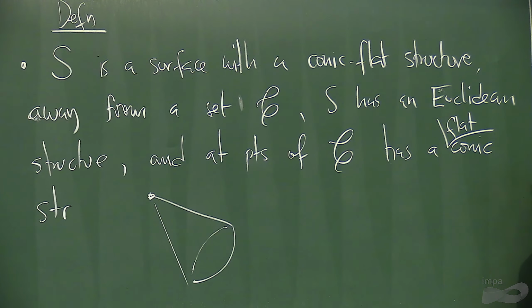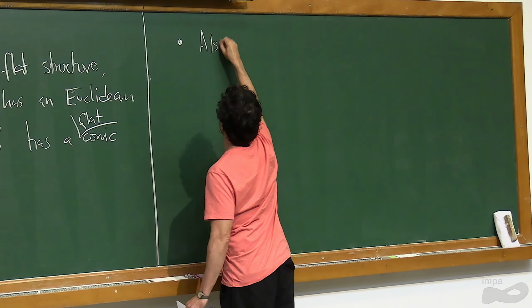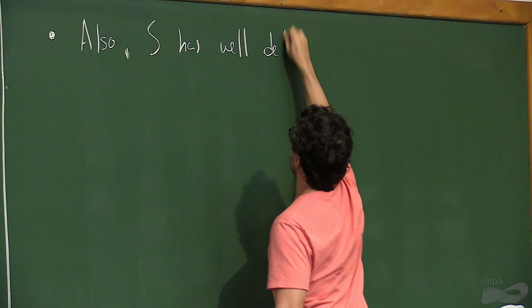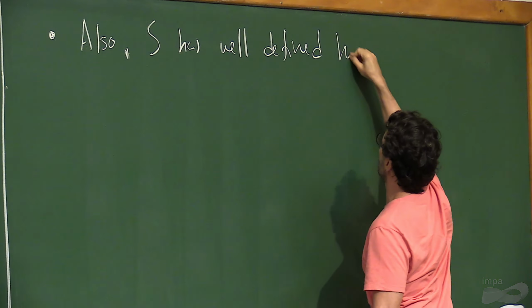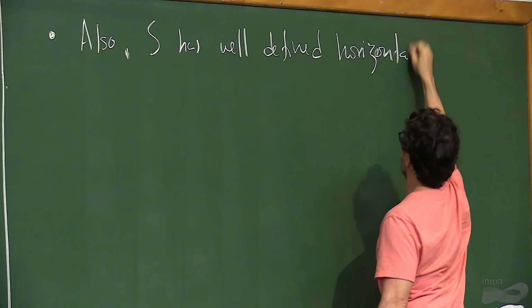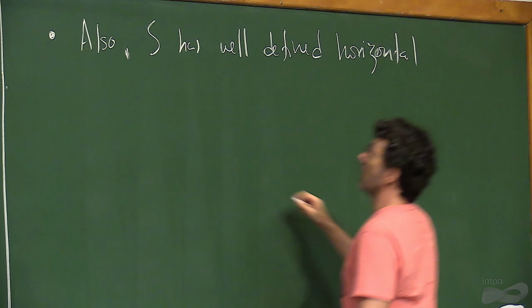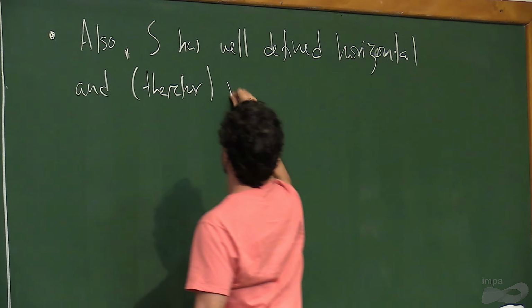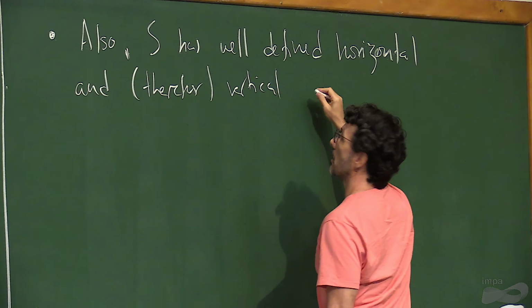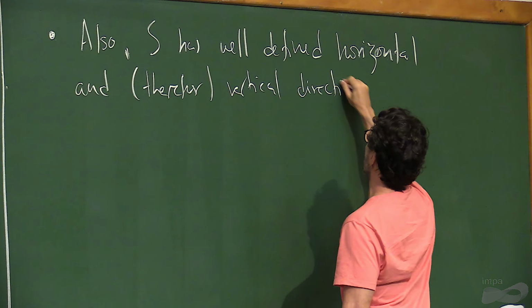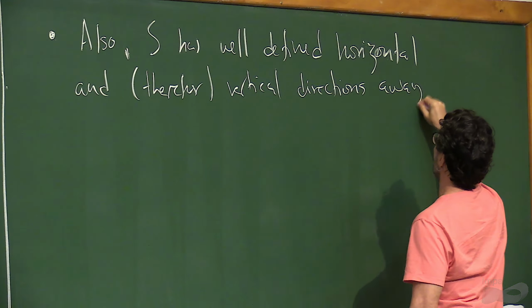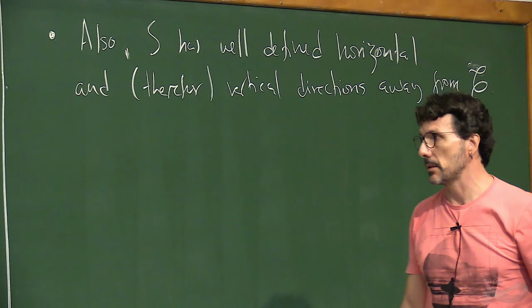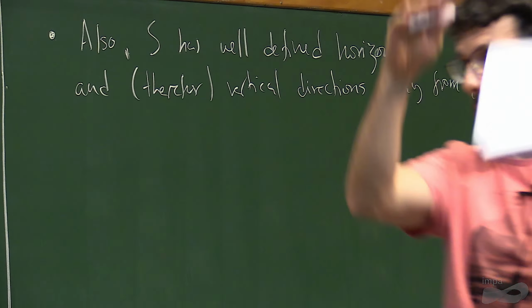And moreover, S should also have well-defined horizontal and therefore vertical directions away from C. So away from cone points, you know what the horizontal and vertical directions are.